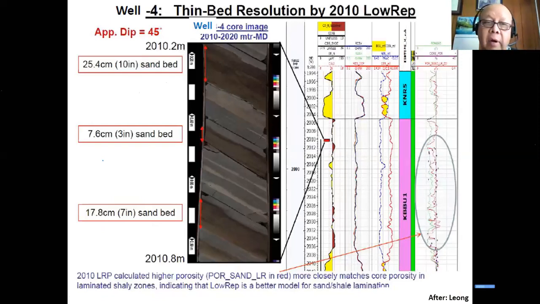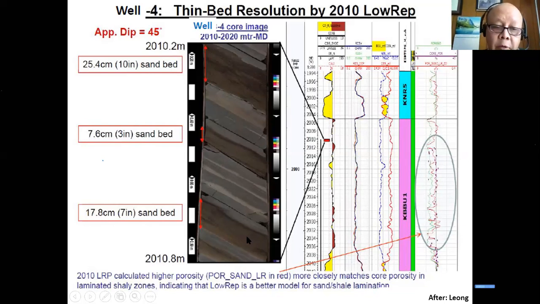Here we have an example from well number 4. The apparent dip angle of the well is about 45 degrees, and we do have core data. In this place, this is the core image. It's about a 0.6 meter core. Here we have 25 centimeters or 10 inches of sand bed, then 7.6 centimeters of sand bed here, and then 17.8 centimeters or 7 inches of sand bed here. So these are sand laminae interbedded with shales.